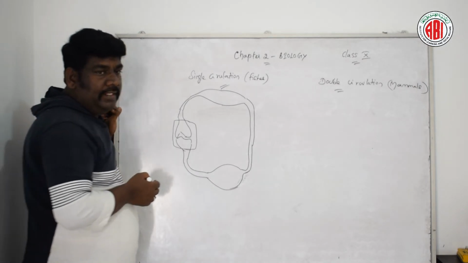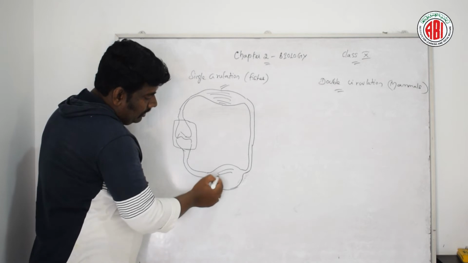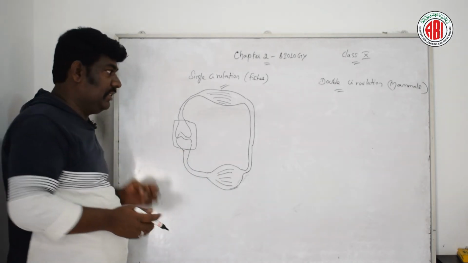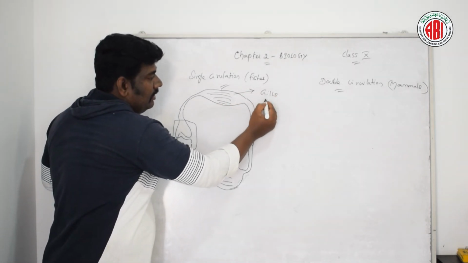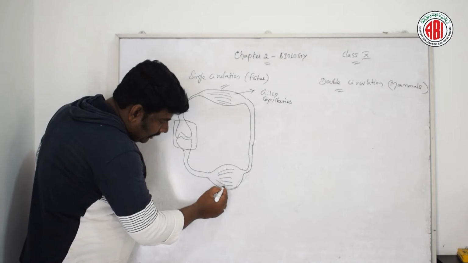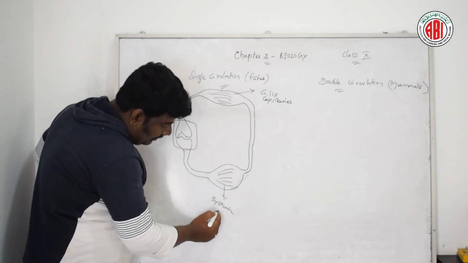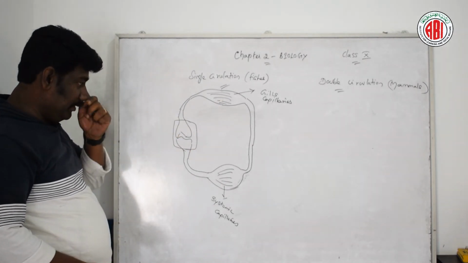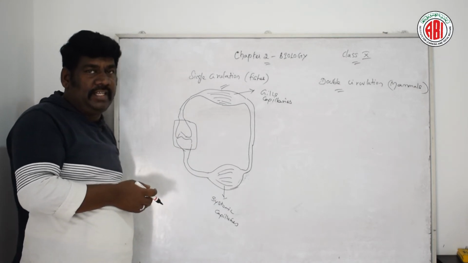And this is the type of circulation happening in the fishes. So this is called gill capillaries, and this is also called systemic capillaries. Okay, gill capillaries and systemic capillaries. Now let us see how the blood is flowing in fish-like organisms.